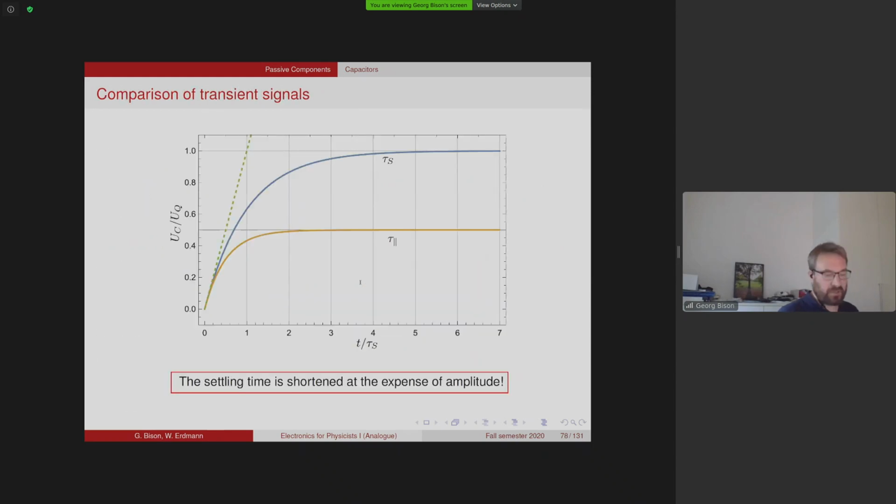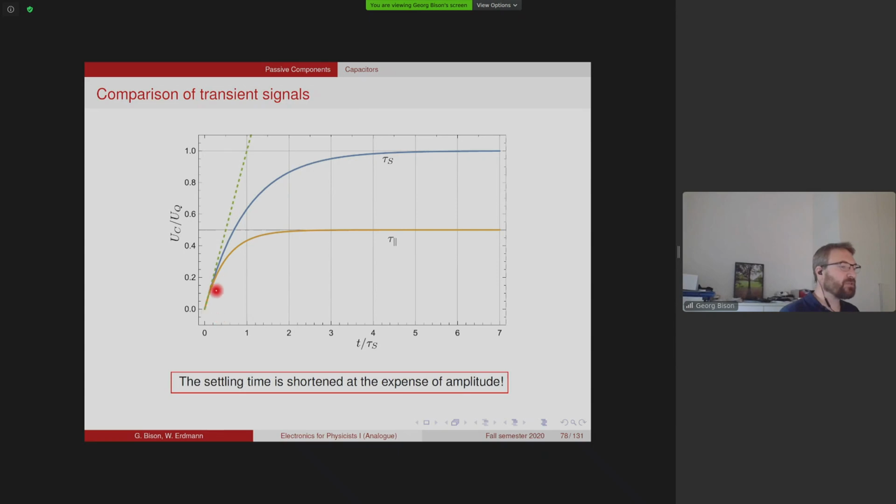Okay, this is what we see here. This is the time evolution if we simply have a series resistor. So this is the case we had before, and there, of course, we charge to the full source voltage. So here, the ratio between capacitor voltage and source voltage goes to 1. Now, if we have this example with the two equal resistors, then we charge only to half the source voltage.